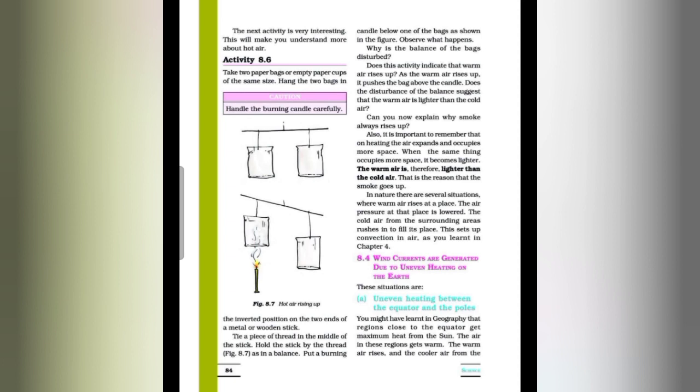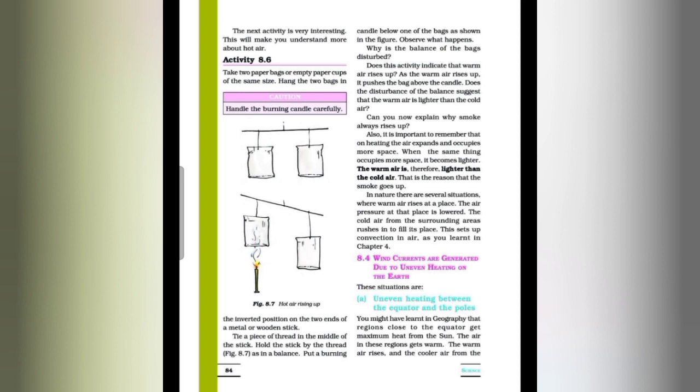Does this activity indicate that warm air rises up? As the warm air rises up, it pushes the bag above the candle. Does the disturbance of the balance suggest that warm air is lighter than the cold air? Can you now explain why smoke always rises up? So basically, students, you have to observe figure 8.7, the first condition, and then after putting the candle below one of the bags, the second condition.